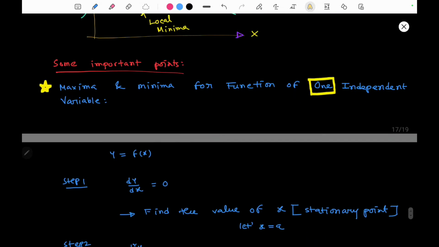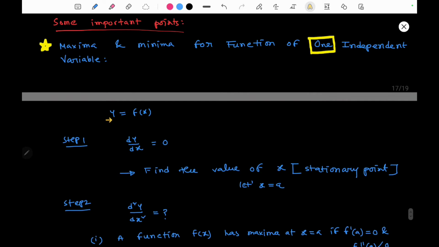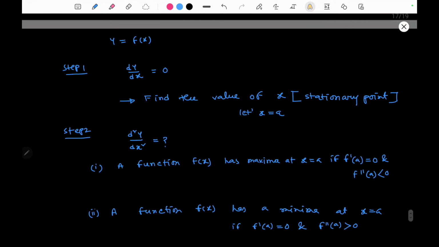So let's read some important points. Maxima and minima for a function of one independent variable. Here we have written y = f(x). x is the independent variable, so here there is only one independent variable. For this type of function, we can find the maxima or minima by following these steps. Step 1: first of all, we need to find the first order derivative dy/dx, and we need to equate it with 0.